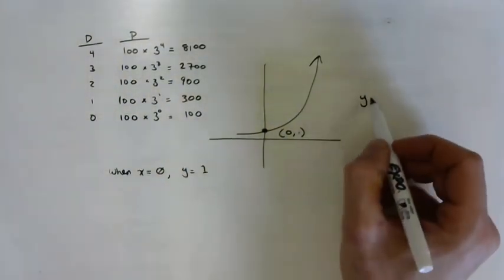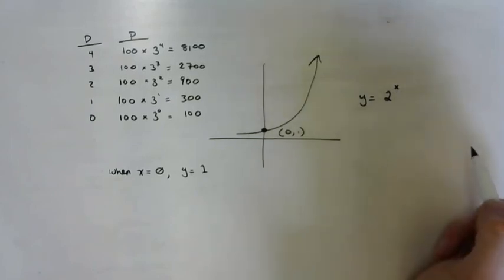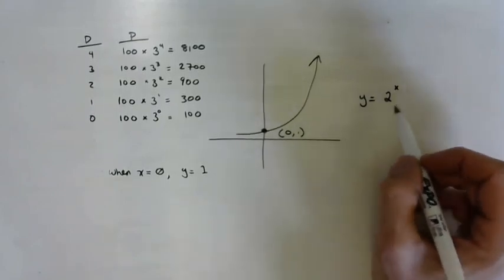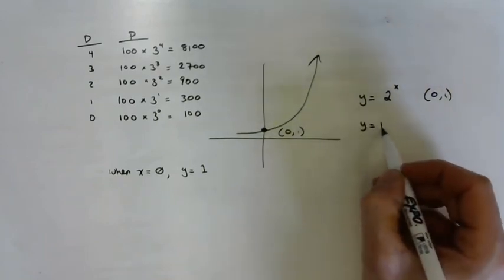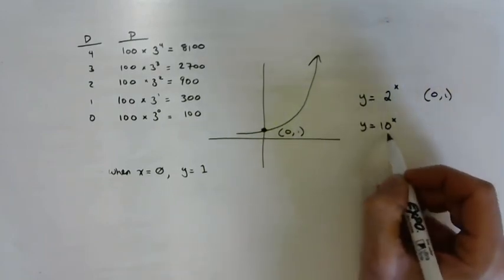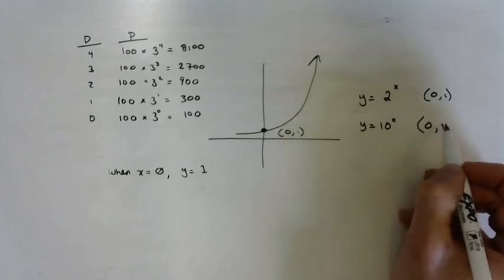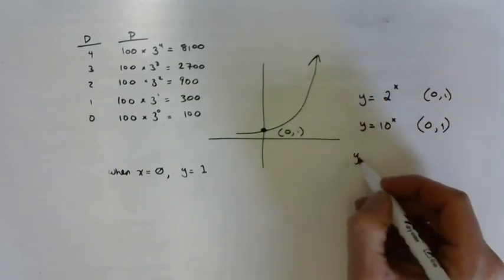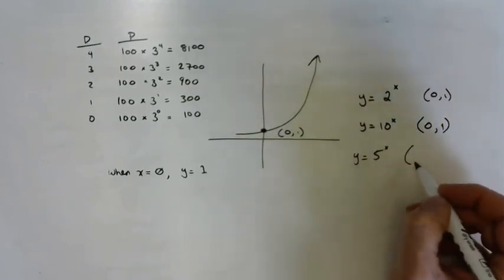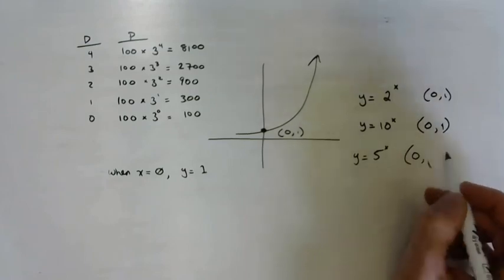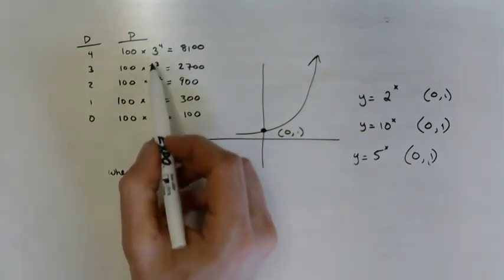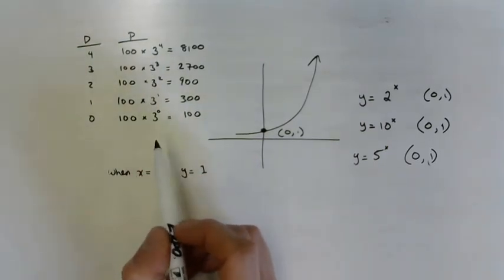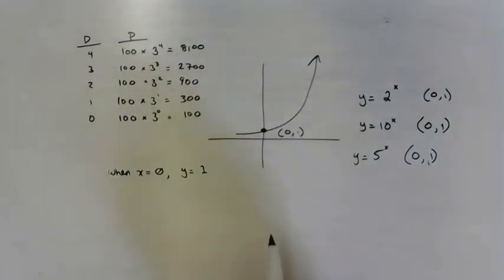But if you just have y equals 2 to the power of x, this will go through the point 0, 1. And if you had y equals 10 to the power of x, that also goes through 0, 1. And if you had y equals 5 to the power of x, that also goes through 0, 1. Because anything raised to the power of 0 is 1, based on this same idea. Okay? I can demonstrate it using the laws of exponents.